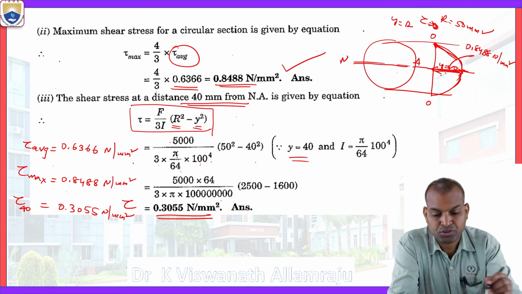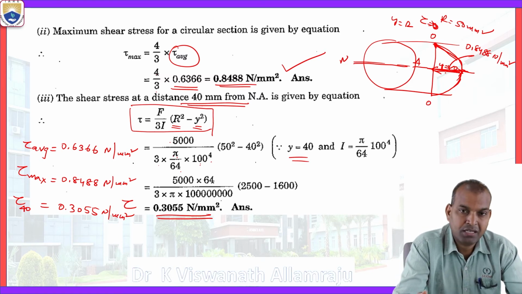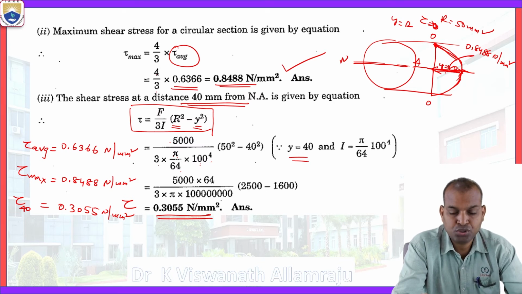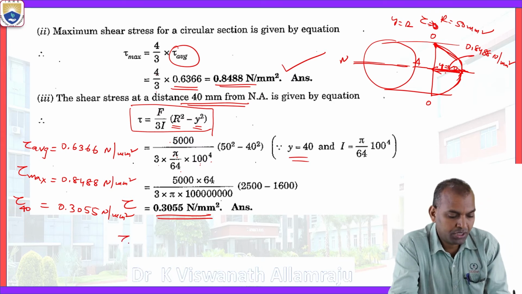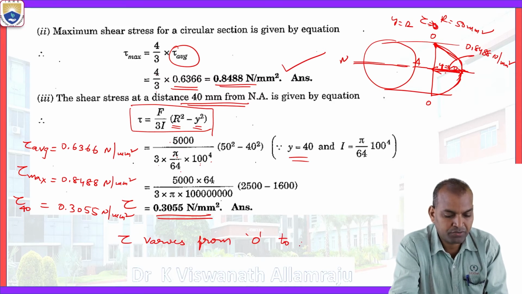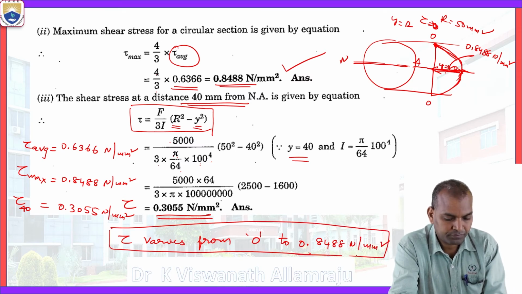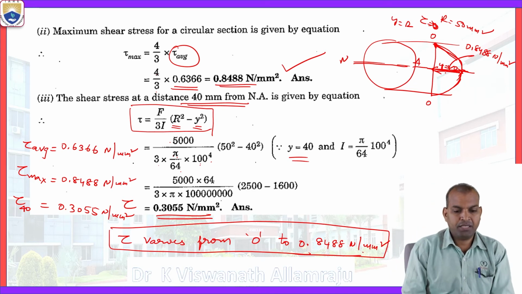So the shear stress variation in this problem varies from 0 to the maximum value. What is the maximum value here? 0.8488 Newton per square millimeter. That is the meaning in this problem.